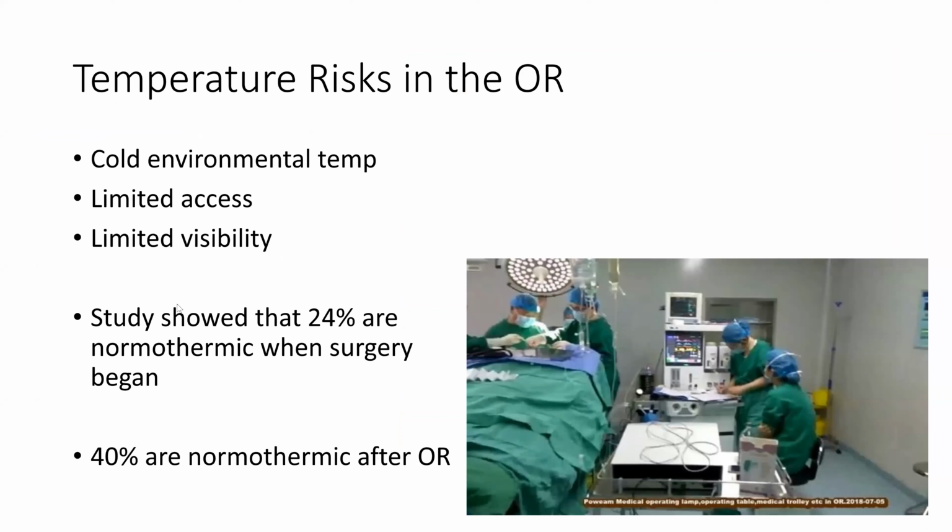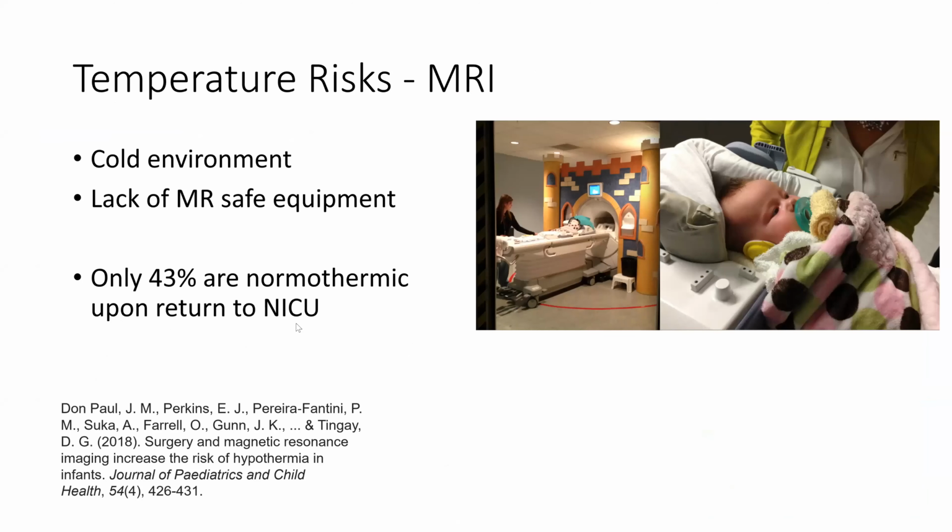The other two places are part of one and the same paper, which I thought was really interesting, looking at the OR and looking at MRI. So they looked at kids when they left to go to surgery, and all of you probably can relate to this. Your kid leaves and you take them and they have a good temp. They found the same, about 90% of the kids were at normothermia when they left. 24% of them were normothermic when surgery began, and then 40% were normothermic on return. And very similar results to MRI. When they took the baby off the unit, 90% were within range, 43% normothermic upon return.